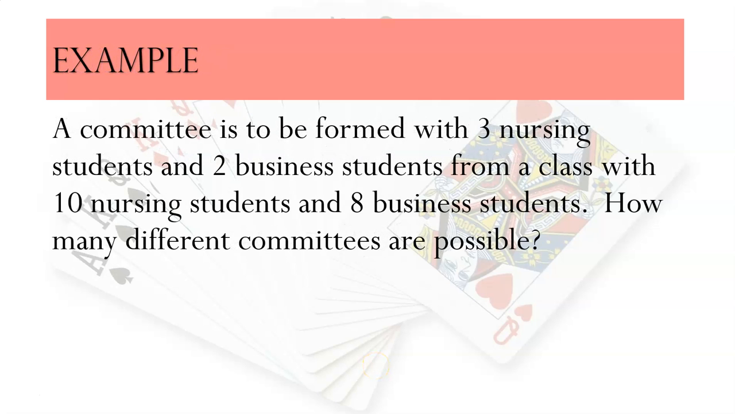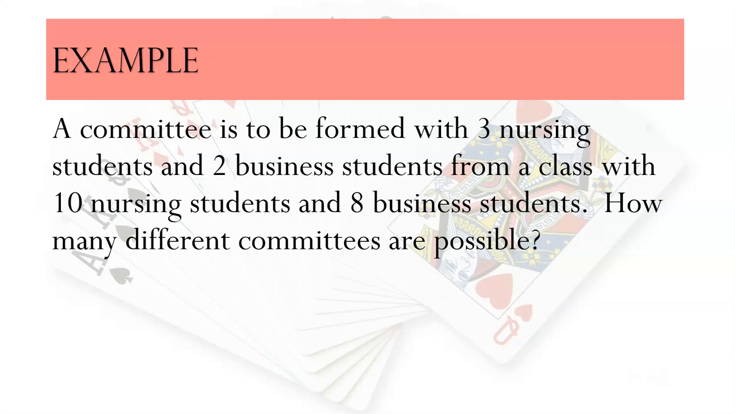Next example says a committee is to be formed with 3 nursing students and 2 business students from a class with 10 nursing students and 8 business students. How many different committees are possible? This is a combination because how we choose the people doesn't matter. The order that we choose them will not matter whether or not they're on the committee. If I pick Susan first and then Jane, or if I pick Jane first and then Susan, they're both still on the committee. The order that I choose them in isn't going to matter.